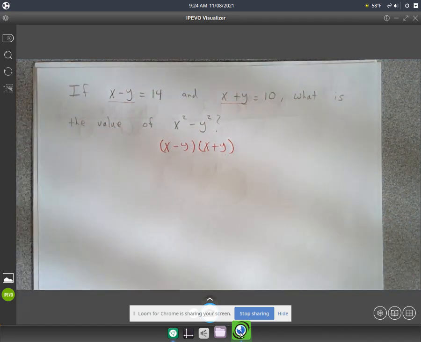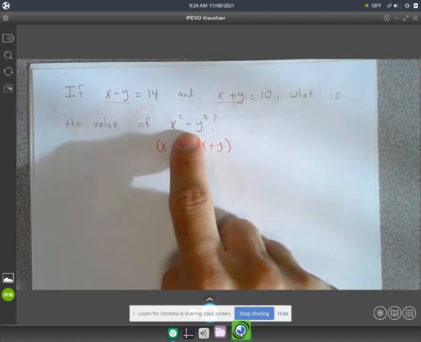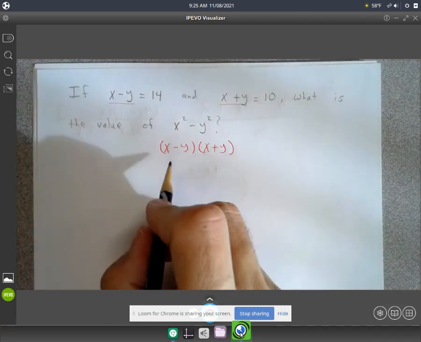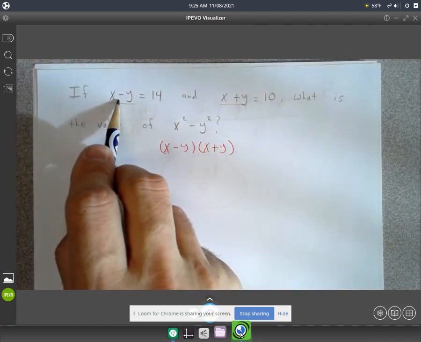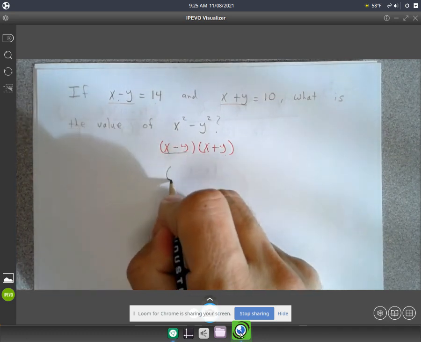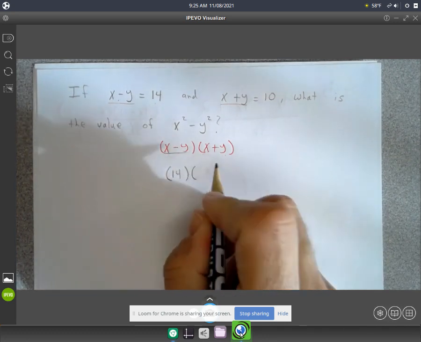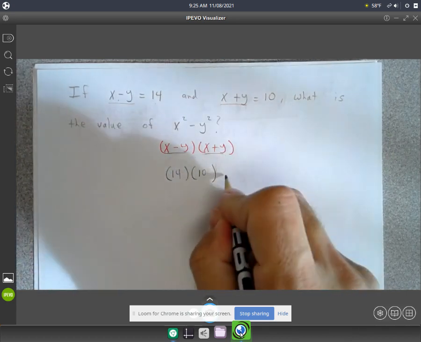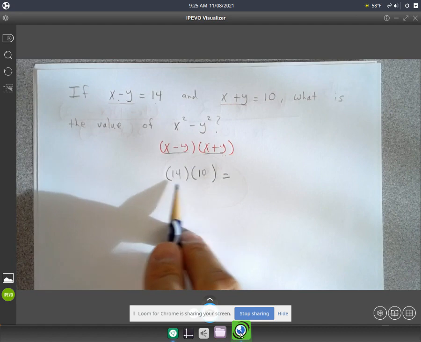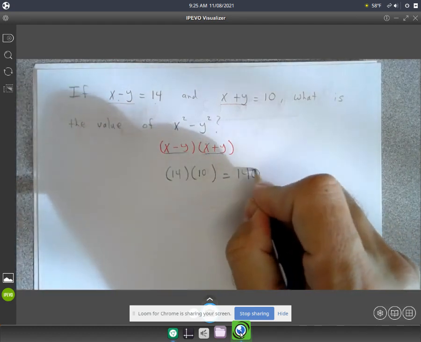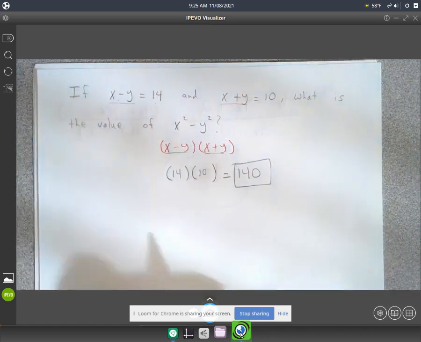All right. We want to know the value of this expression, which is x squared minus y squared. And now I'm just going to do a simple substitution. X minus y is equal to 14, so I'm going to replace this with a 14. X plus y is equal to 10, so I'll replace that with a 10. And then we're just multiplying these two things. 14 times 10, that's 140. And that's my answer.